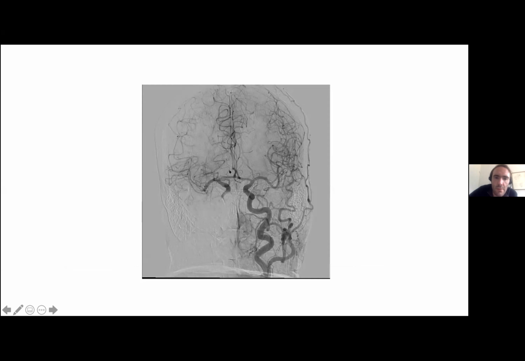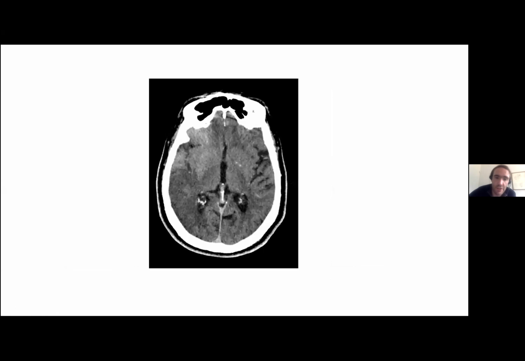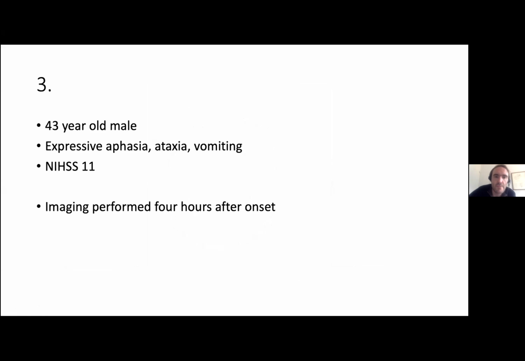Here, she has excellent flow across the circle of Willis. So in fact, she just ended up with this big stroke, which she was going to have anyway. And the fact that she ended up with a carotid dissection didn't do her too much harm. Okay, so this is another one.